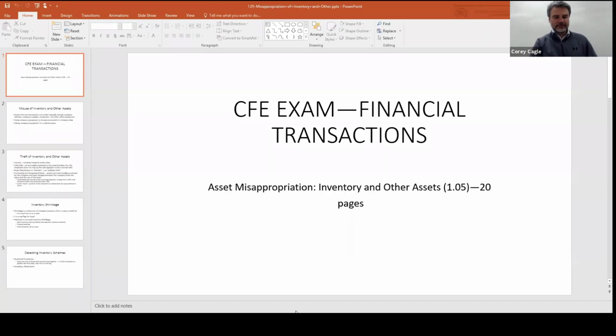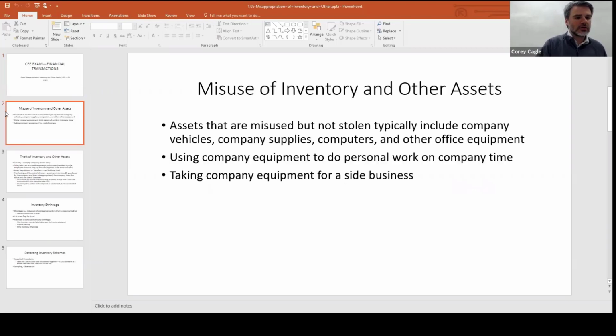We're still stealing assets here. Now we're stealing inventory and other assets, but really they focus on inventory. That's the main focus of this one. So you can steal by misusing, right? You can get a company vehicle and use it, and that's fraud, right? You're using up something that's not yours.